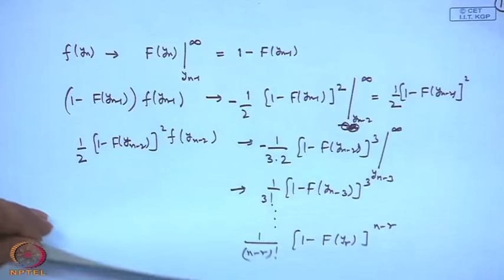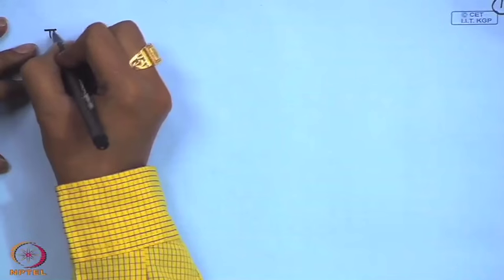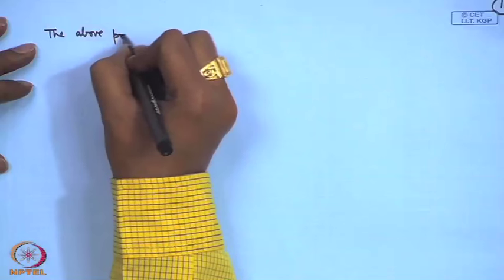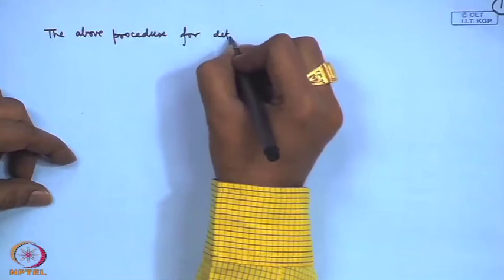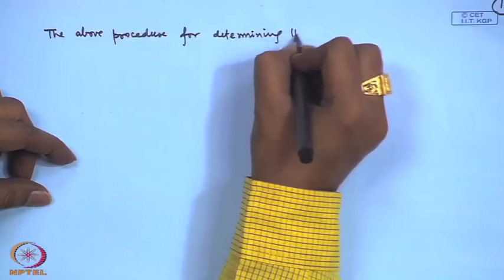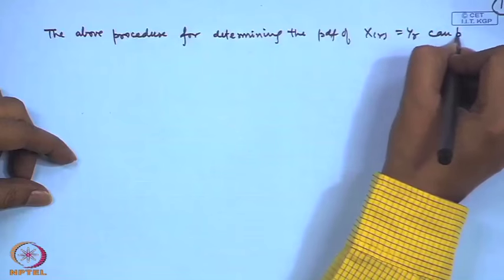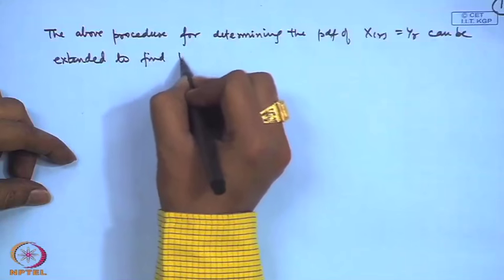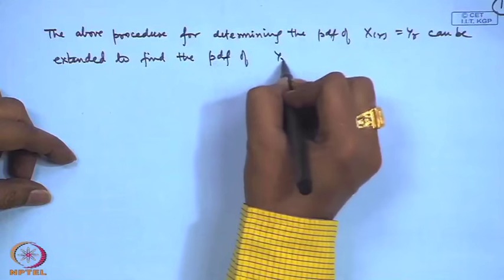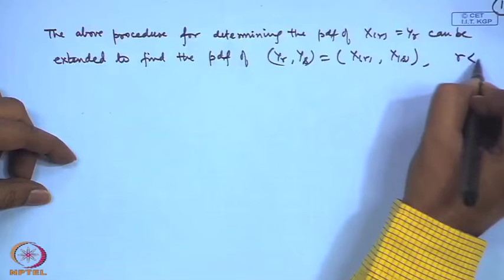So, this procedure can be extended. Let me mention that thing. The above procedure for determining the PDF of x r, that is y r, can be extended to find the PDF of, say, y r y s, that is x r x s. Let us take, say, r less than s.